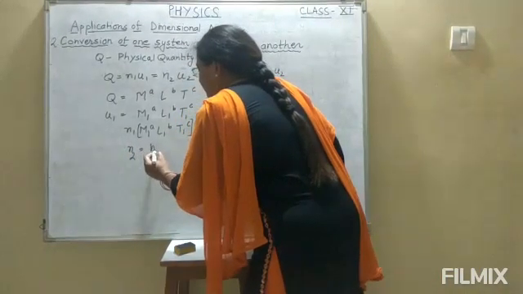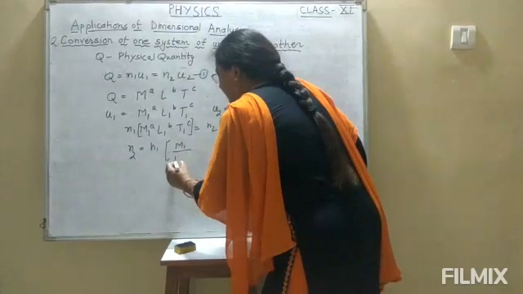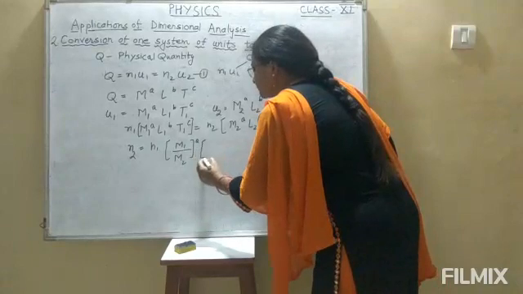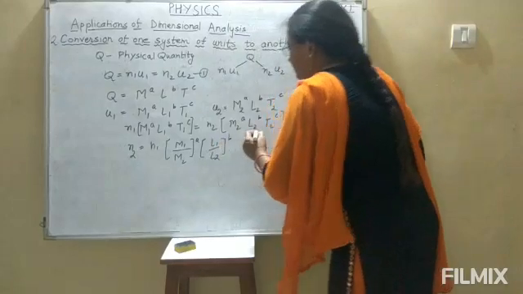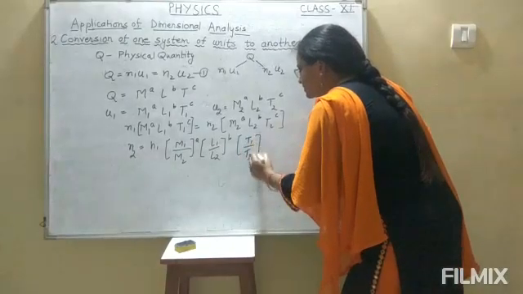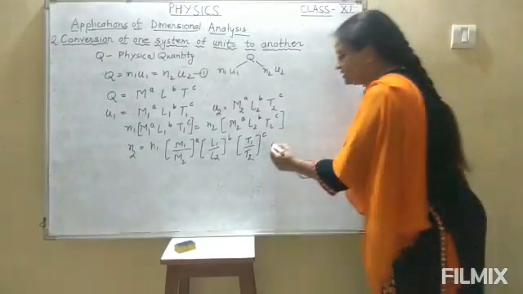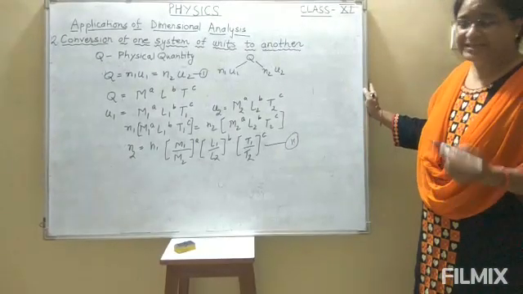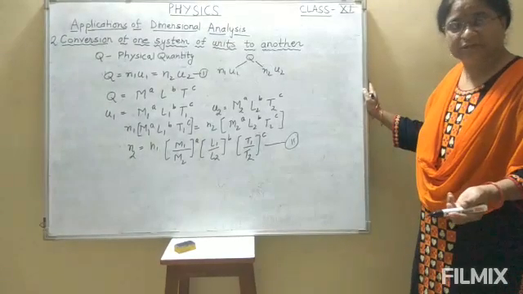So what will be the value of N2? N2 can be written as N1 into (M1 upon M2) raised to power a. In the same way, (L1 upon L2) raised to power b and (T1 upon T2) raised to power c. Okay. So suppose this is equation number 2. By using this formula, we can easily convert one system of unit into another system of unit. Okay.